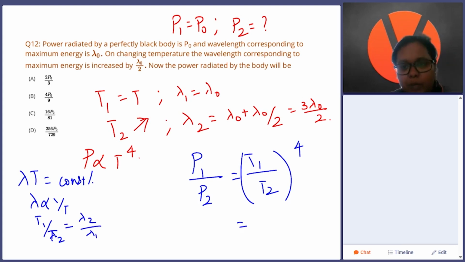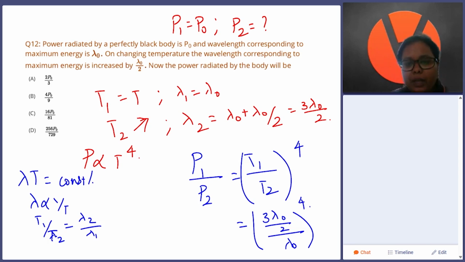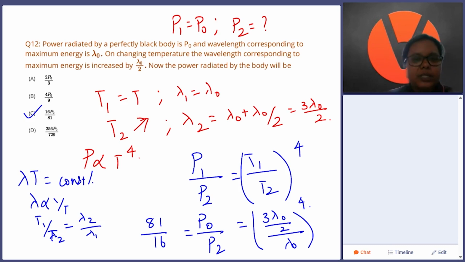So what is lambda 2 here? 3 lambda naught divided by 2, divided by lambda naught, the whole power 4. So P1 by P2 would be equal to 81 by 16. What they need is P2 only, so P1 we are keeping as P0. So here I will have 16 P0 divided by 81.